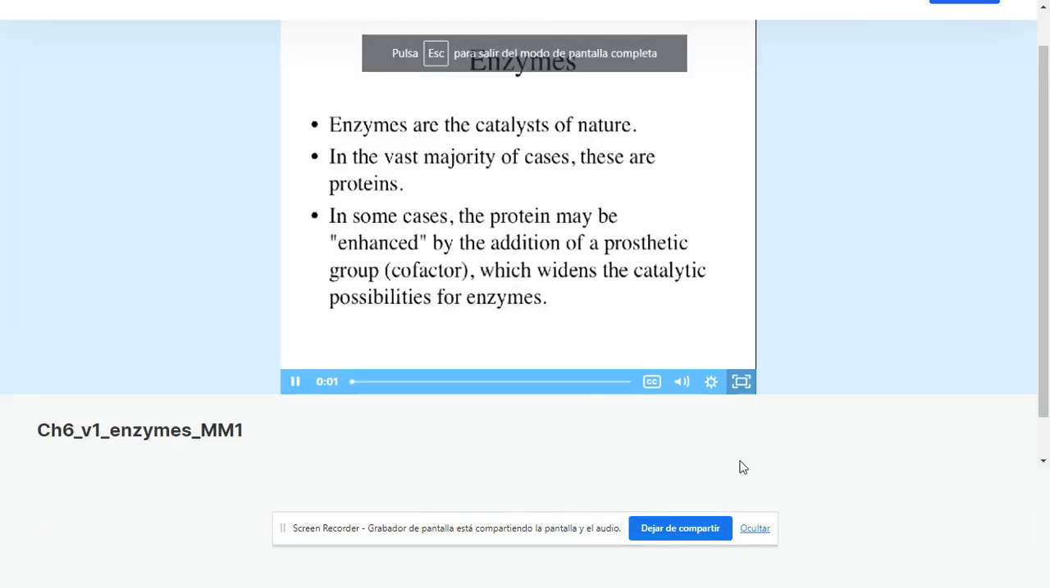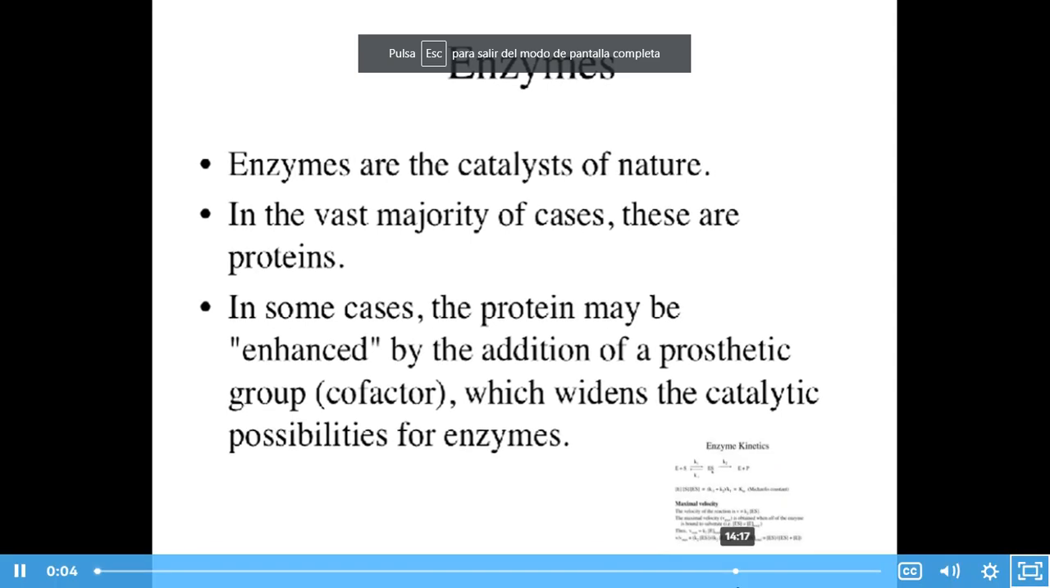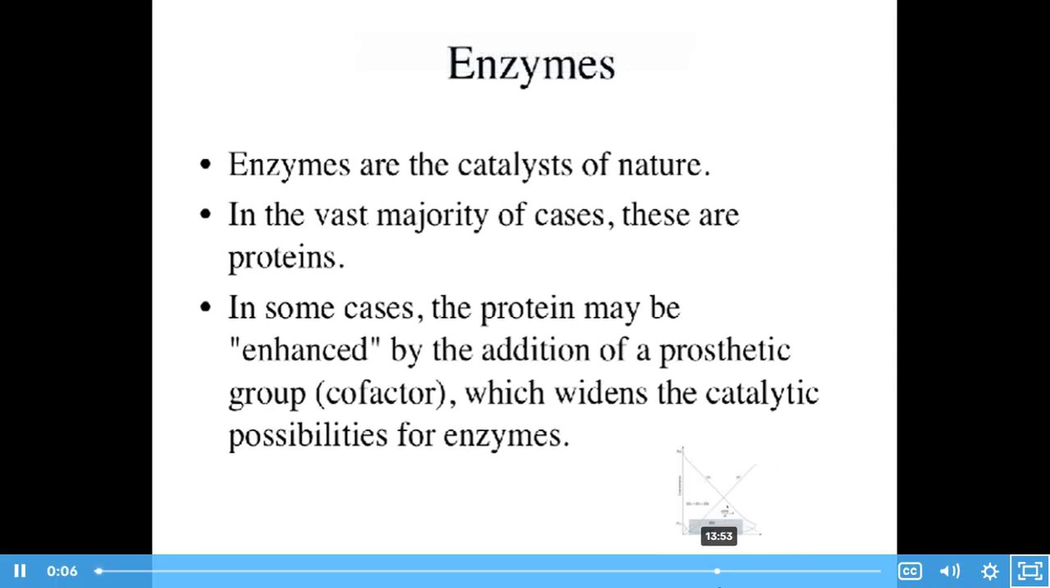Okay, here we are in chapter 6 talking about enzymes, and of course probably half at least of proteins are enzymes. So that's a lot of proteins, and this is one of the main things that they do: catalyze reactions. So enzymes are the catalysts of nature. Most of these are proteins. There's a few RNA-based enzymes, but they're mostly protein-based.